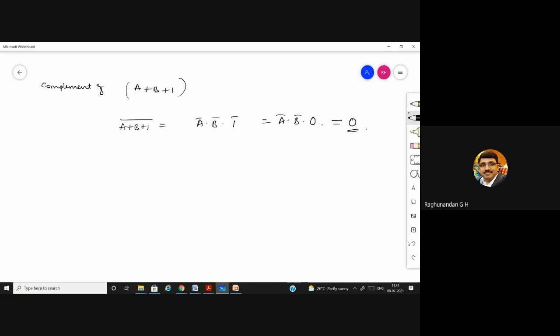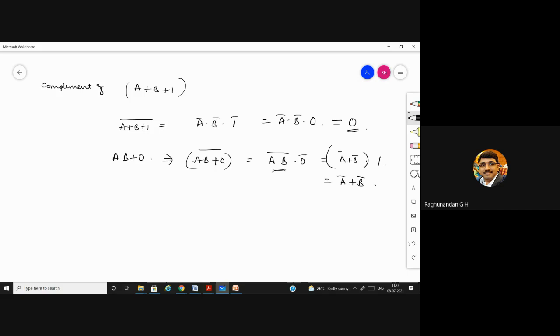If they are giving AB plus 0, then taking the complement, AB plus 0 whole bar is equal to AB whole bar into 0 bar. What you are actually applying here? De Morgan's. Right. A bar plus B bar into 1. The answer will be A bar plus B bar.